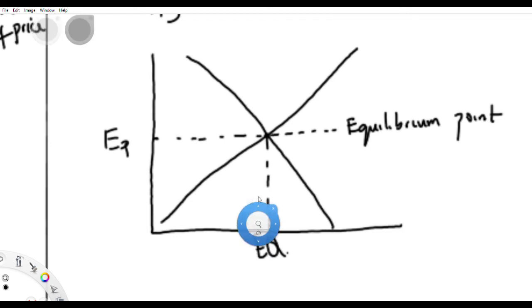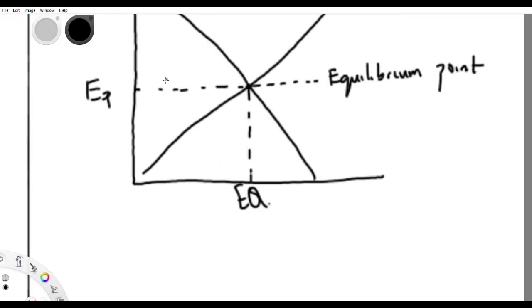Okay, now that's just a question. In a free market, price is determined by the interaction of demand and supply.